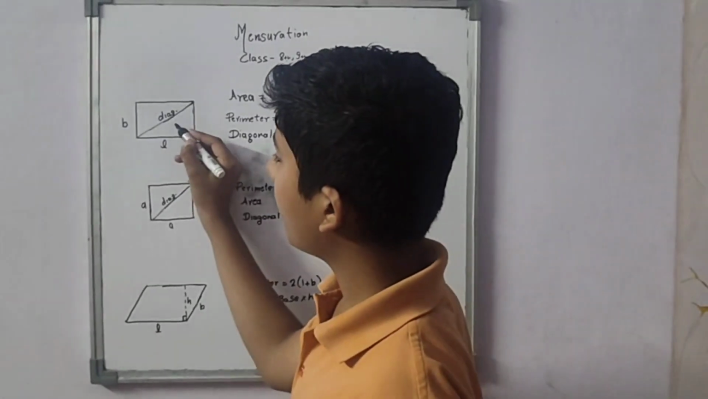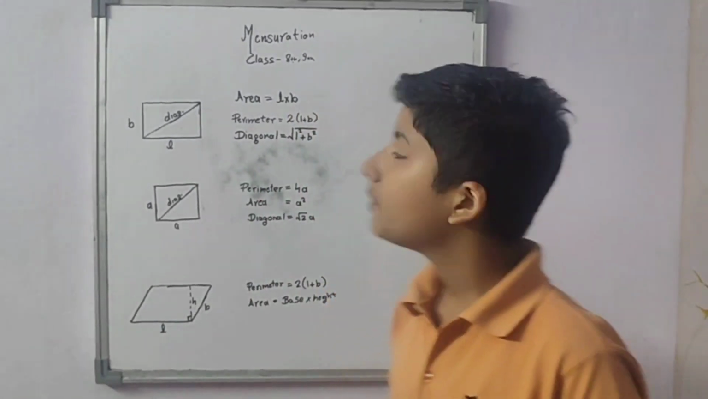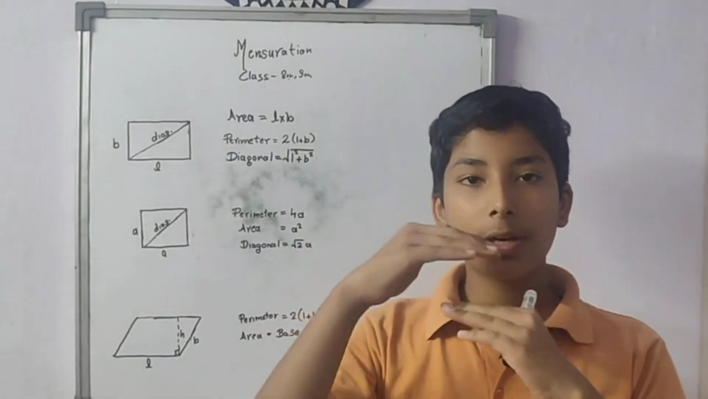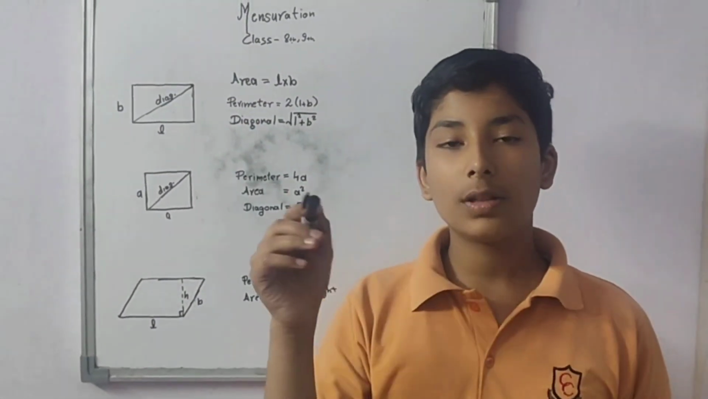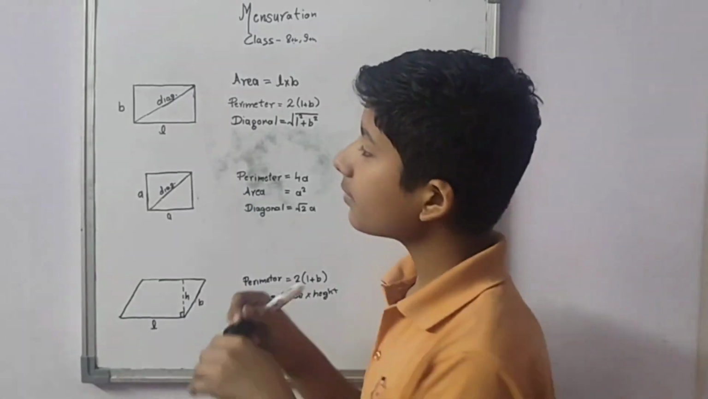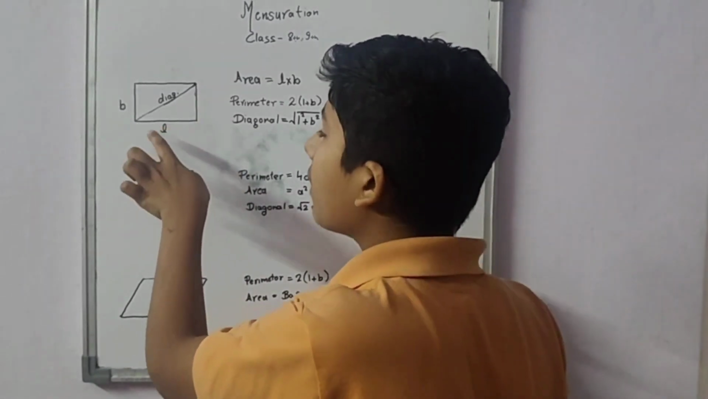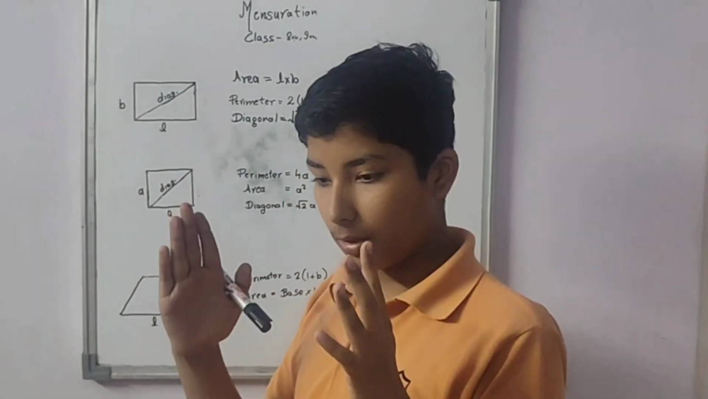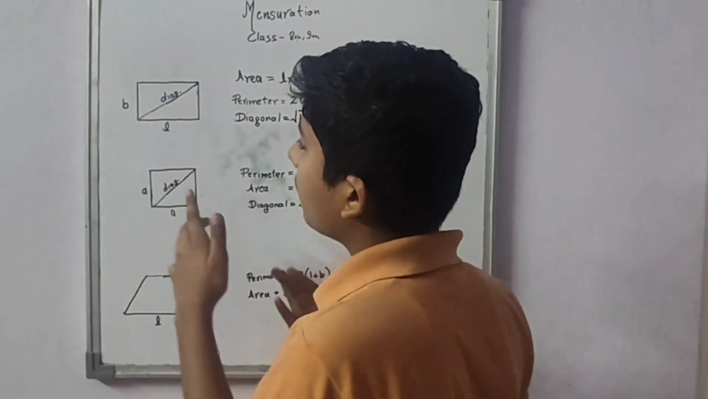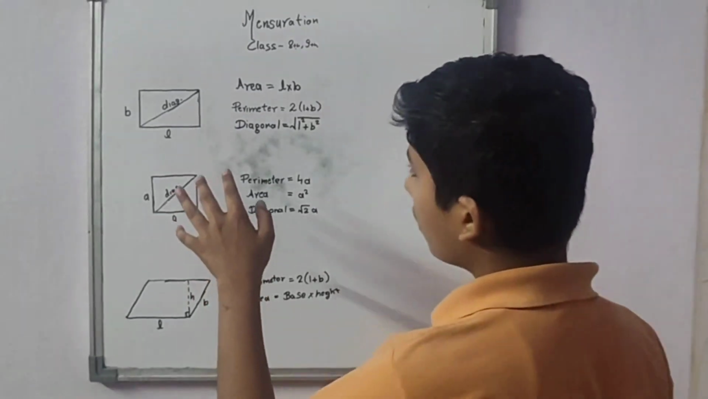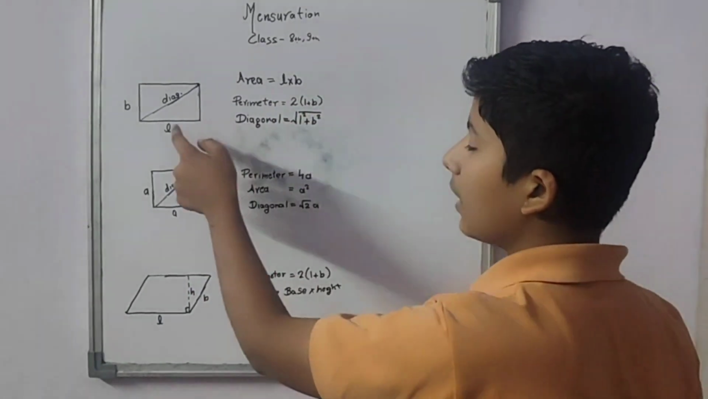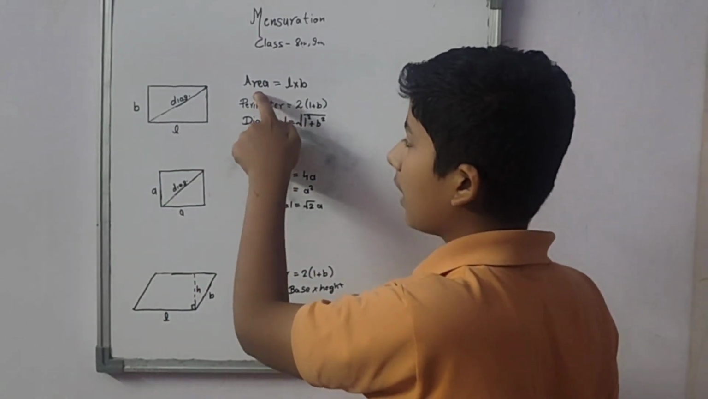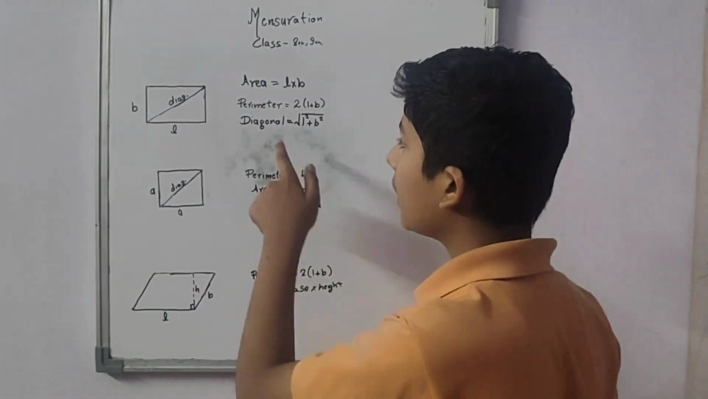As we know, what is this figure? This is a rectangle. In a rectangle, the property is that opposite sides are equal and they are at 90 degrees. So firstly we will see this one. In a rectangle, this is breadth which is smaller and this is length which is the longer side. So area will be L into B. Let us assume length is L and breadth is B. So area will be length into breadth, L into B.